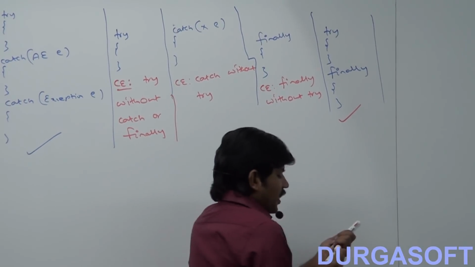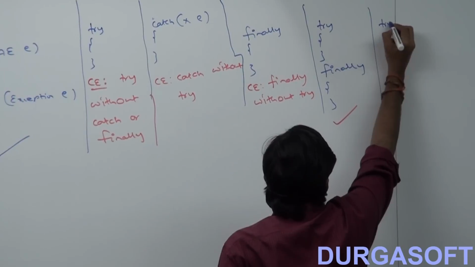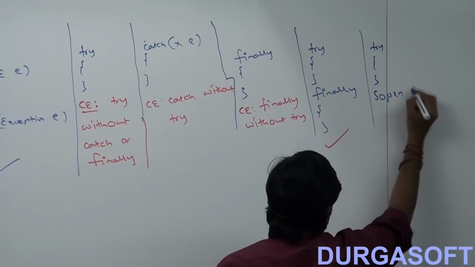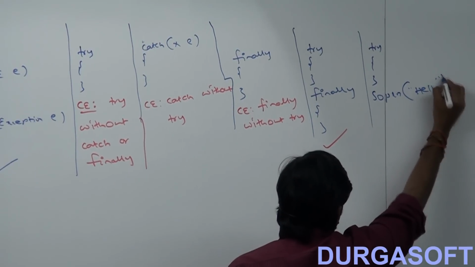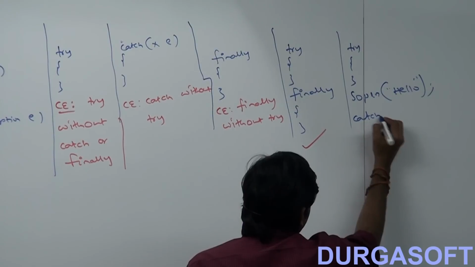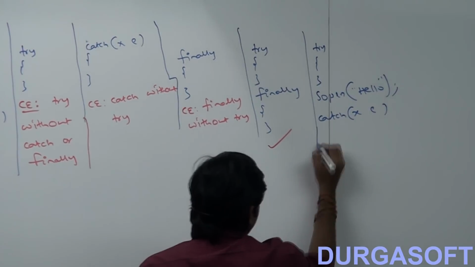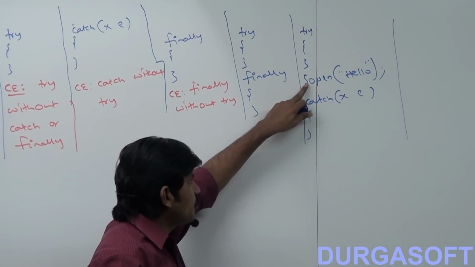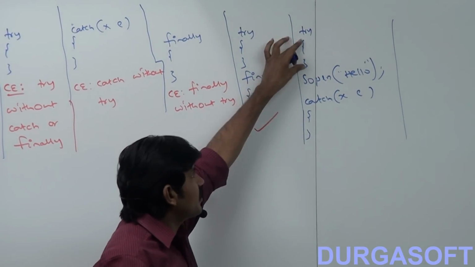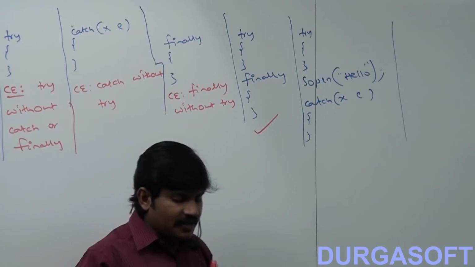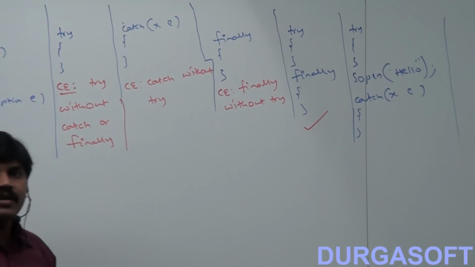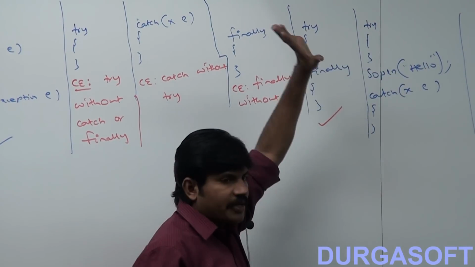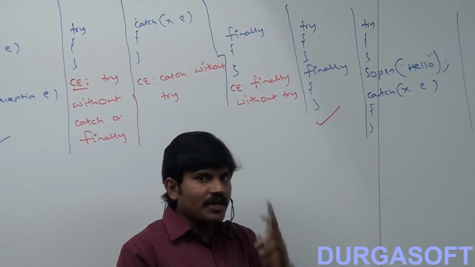Next one, make sure, very important. I am taking a try block, and then System.out.println of hello. After the SOP, I am taking a catch block. So try, SOP, and then catch block. Between try and catch, an SOP statement is there. Is it valid or invalid? Invalid, because of this SOP statement. So try got separated, catch got separated, two compilation errors you are going to get.